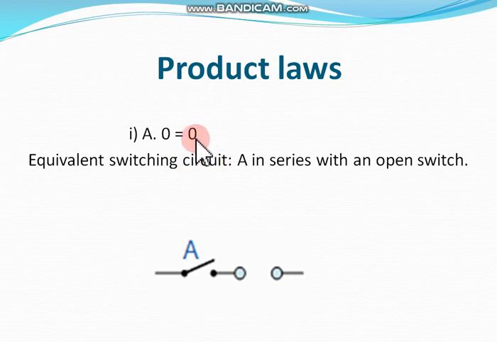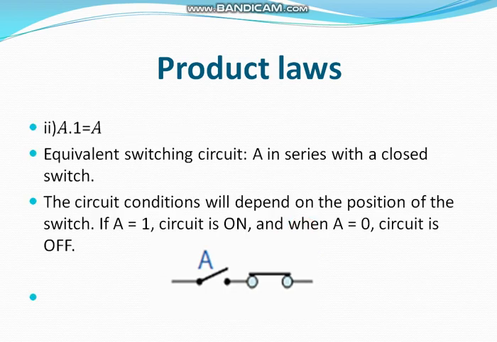In this case, 0 is off. That's why the bulb won't go on. It's going to be off. Even if the value of A is 1, even if the switch was closed or open, it doesn't matter, because with series, we know that it only has one path for electricity to go through. Then the next one is A dot 1, which is equal to A.